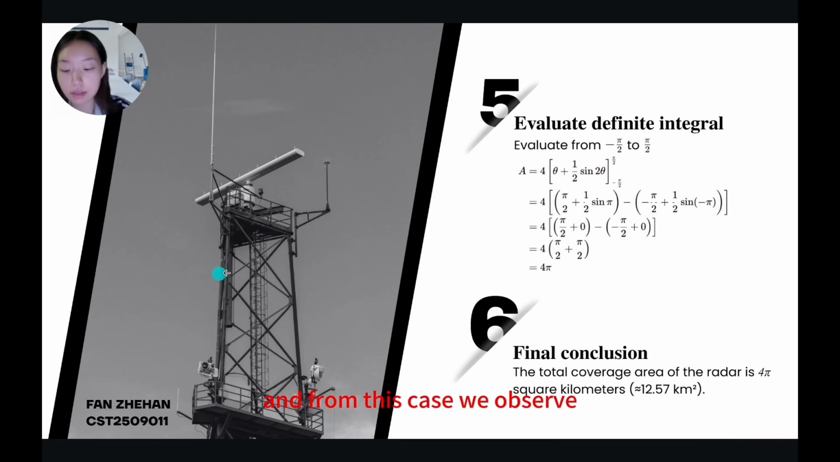From this case, we observe polar integrals greatly streamline area calculation for radial scanning equipment like radars. Engineers adopt this computing method to assess surveillance range and optimize radar deployment. That's all for my example explanation.